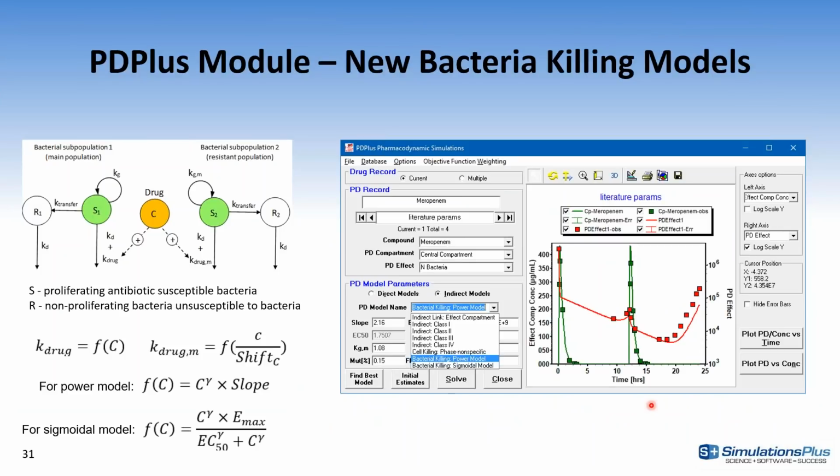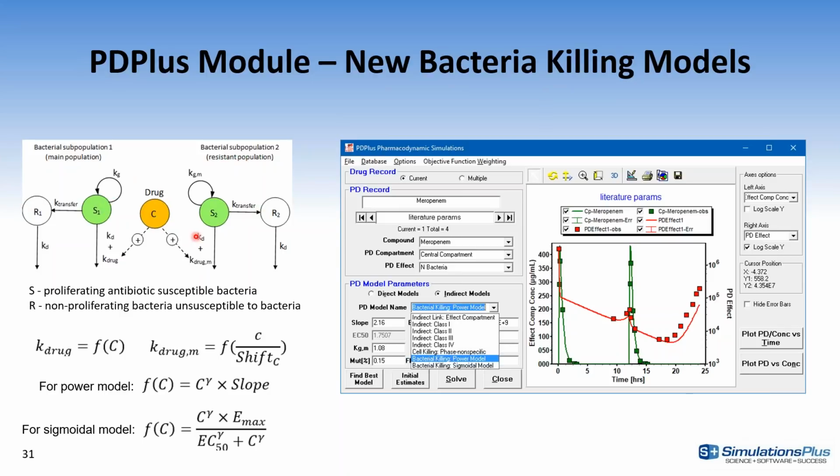We made modifications to the PD+ module, where we have added a couple of additional bacterial killing models, with the power model for the effect and sigmoidal model for the effect. This is showing a schematic, and I forgot to put a reference for the publication where this model came from, showing the general description of the model with these bacterial killing models, working with two different subpopulations, the main population of bacteria and resistant population of bacteria.